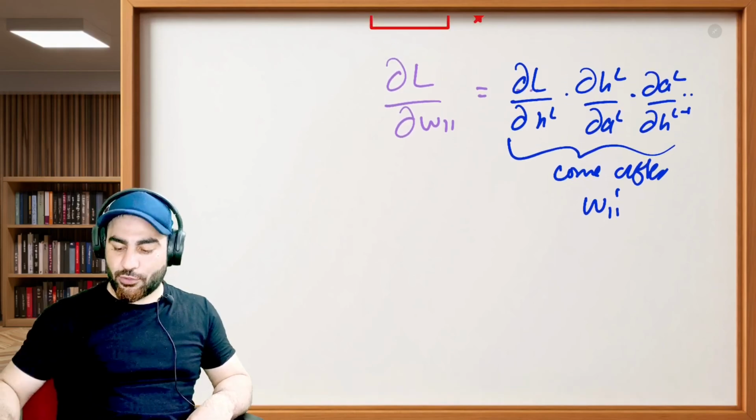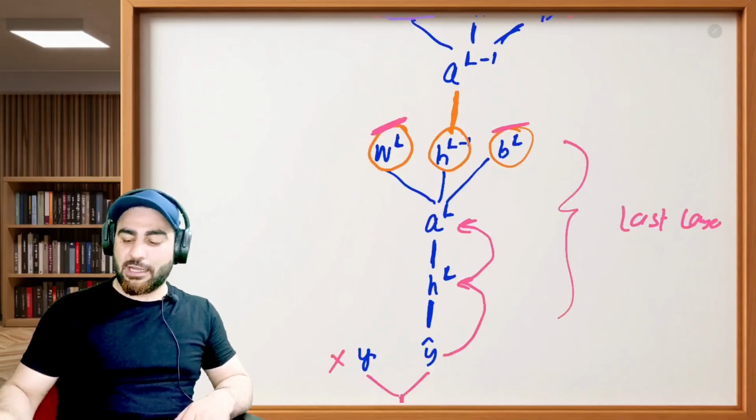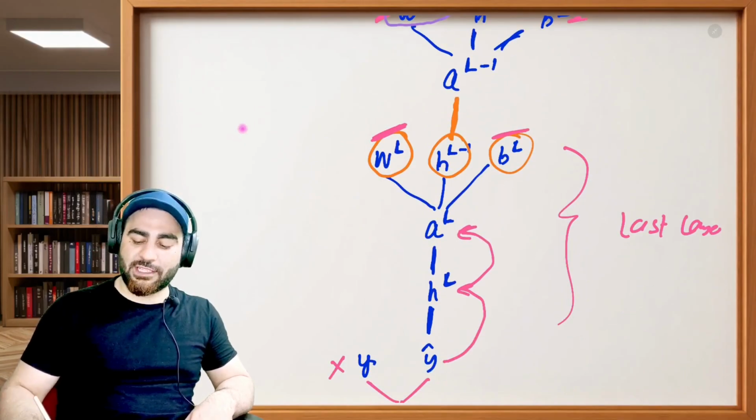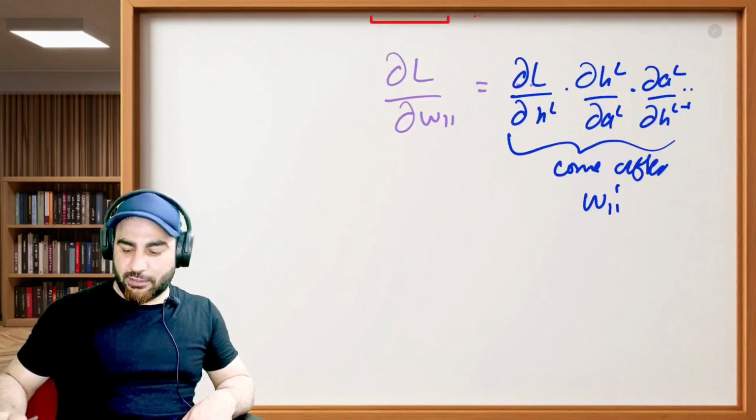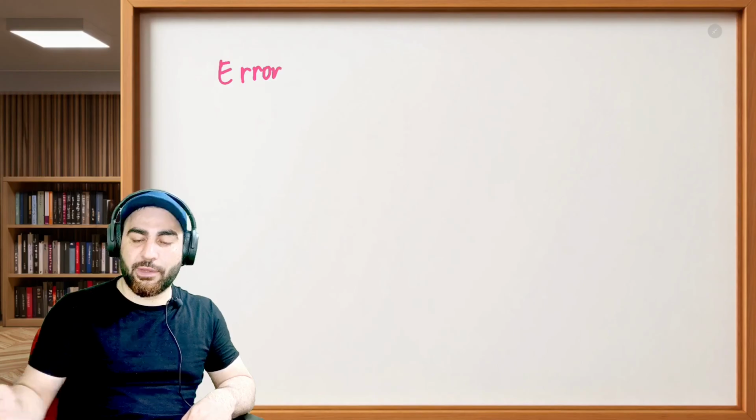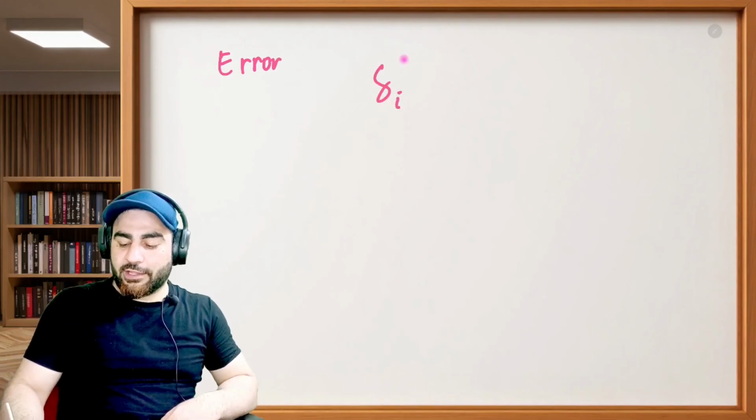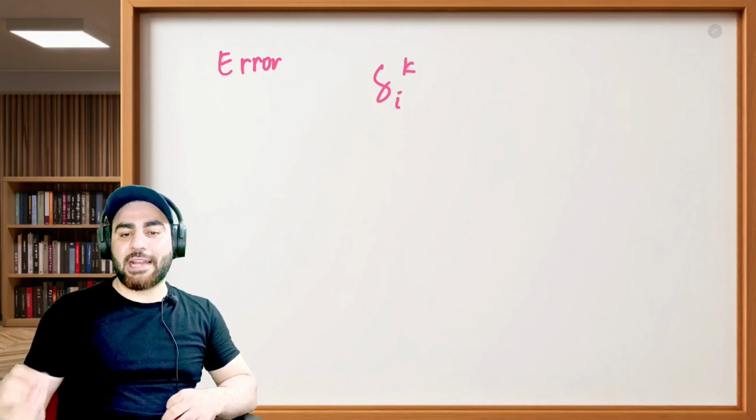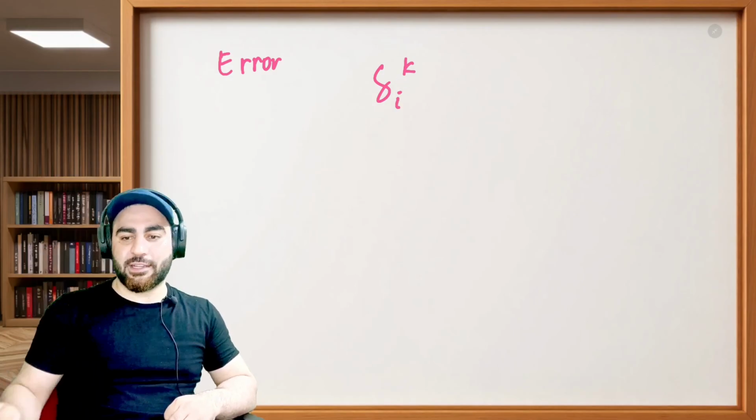Now, if you understood this, whatever I've been drawing so far, these are all called computational graphs. Now I'll introduce a term called error, in order to make this computation pretty easy. I'll introduce the error delta i of k. This tells you the error at the kth layer, for a particular neuron i. So what is the error there?